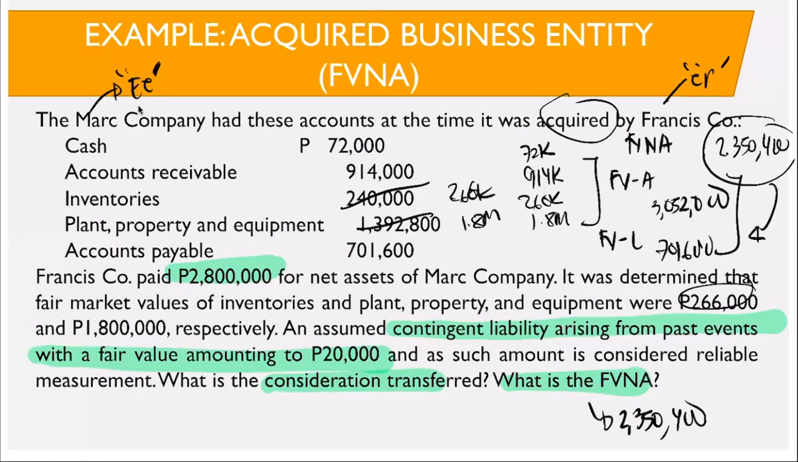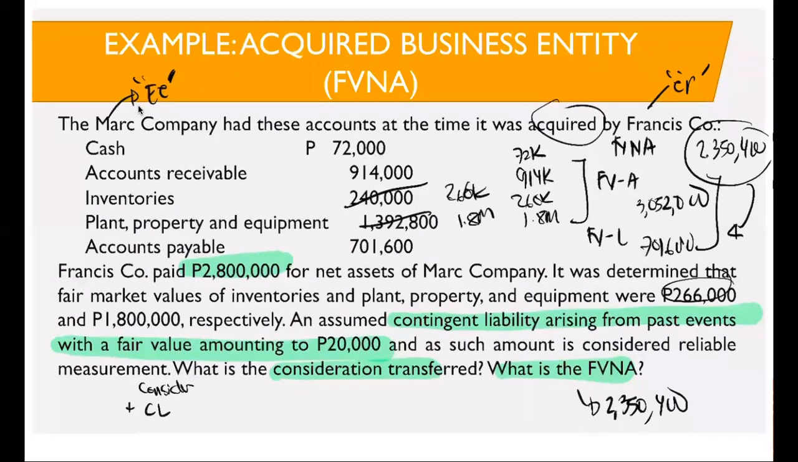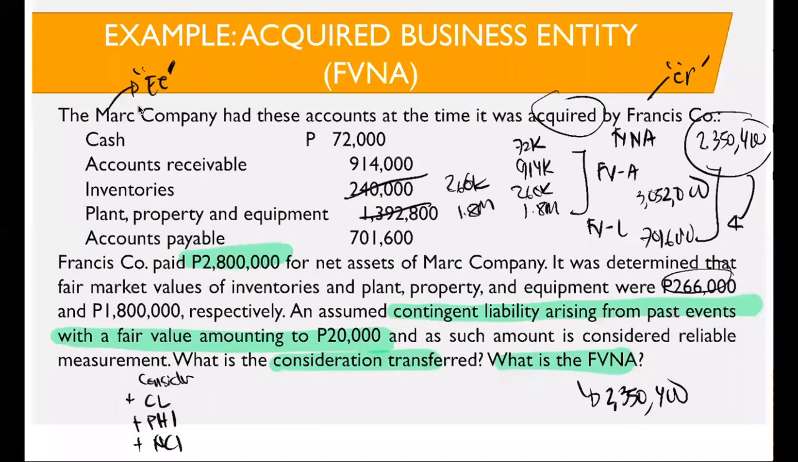Okay? Next, consideration transferred. So when we talk about consideration transferred, what are the items again? So the consideration itself, plus contingent liability, if we have any contingent liability, plus previously held interest, plus non-controlling interest. So how much is the consideration? Francis paid 2.8 million. So 2.8 million, that is the consideration. Next, contingent liability. We have the contingent liability that is 20,000.